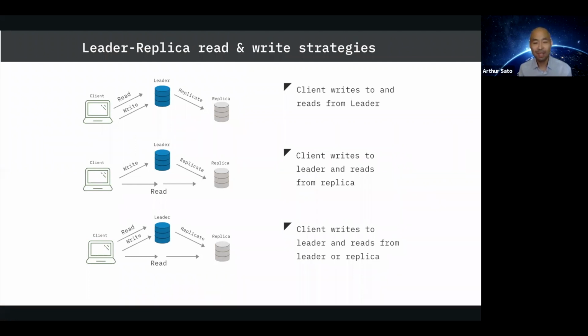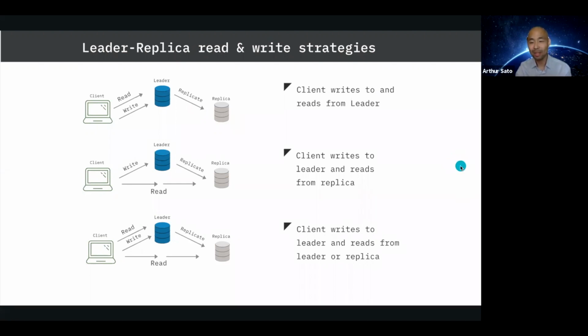If we have a more balanced read and write ratio, maybe 1-to-1-ish, we could have the client write exclusively to the leader and read exclusively from the replica. That's if the read-write is even. And if it's more read heavy, the client could split reading between the leader and the replica while writing exclusively to the leader node.